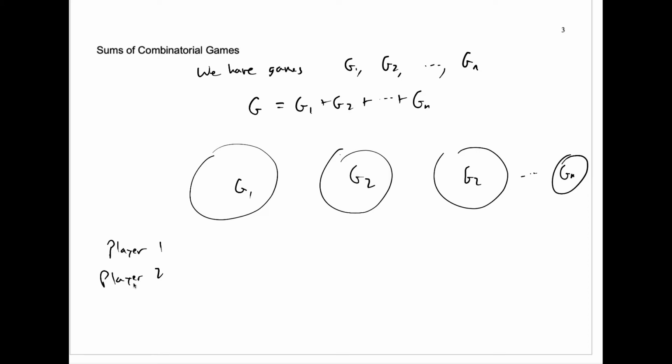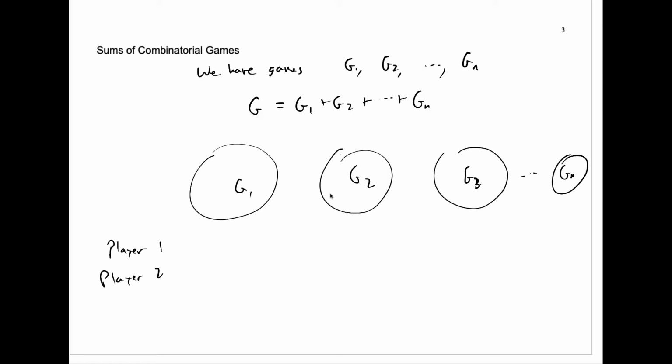Then player 2 gets to choose a game. Maybe it will also be game 2. Maybe it will be game 3. Maybe it will be game 7, if there are 7 games. And make a legal move in that game. And then they alternate, each one taking turns, picking a game and making a legal move in that game. The game ends when neither player can move anymore. There's no legal move in any of the games left. We're using normal play rules, so the last player who was able to make a legal move is the winner. That's what we mean by the sum of combinatorial games.